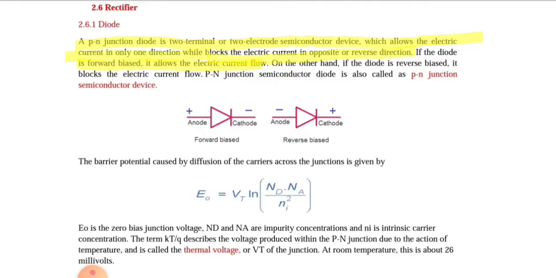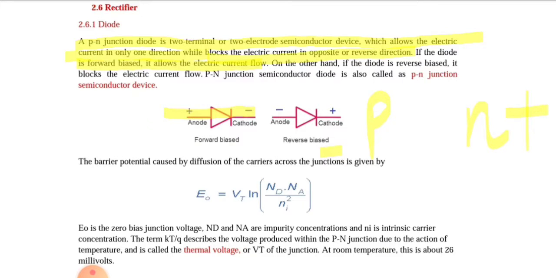So you can see, under forward bias, the cathode, that is the N type, and the anode, that is the P type material. The anode is connected to the positive terminal and the cathode is connected to the negative terminal under forward bias. Whereas for reverse bias, the anode, that means the P type material, will be connected to the negative terminal of the battery and the N side is connected to the positive terminal of the battery.